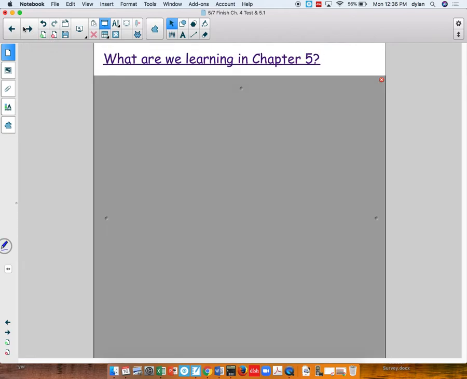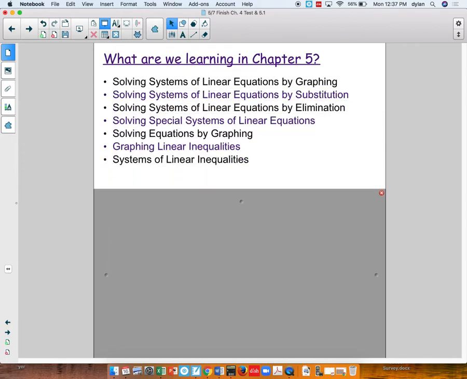All right, so before we dive into 5.1, I just want to mention real quick what we're learning in Chapter 5 so you have a sense of where we're headed. You don't need to write this down unless you want to. But in Chapter 5, big picture, our goal is to learn how to solve systems of equations. Systems of equations basically means more than one equation at the same time. Everything we've looked at so far this year has just been one equation at a time. But this chapter is going to be all about looking at multiple equations and how they interact with each other.